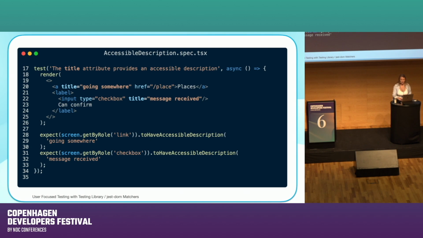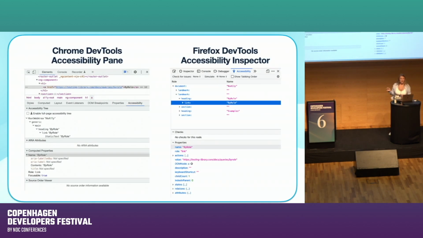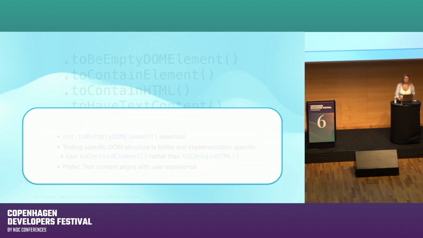When in doubt, you can actually inspect accessibility properties like name and description in the Chrome or Firefox DevTools. In Chrome DevTools, there's an accessibility pane incorporated into the Elements Inspector. You can view accessibility properties and ARIA attributes. In Firefox, the Accessibility Inspector is a separate panel in the DevTools.